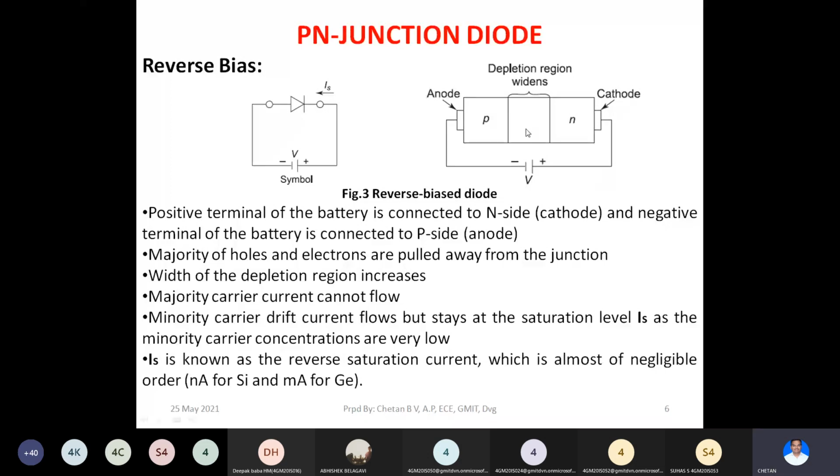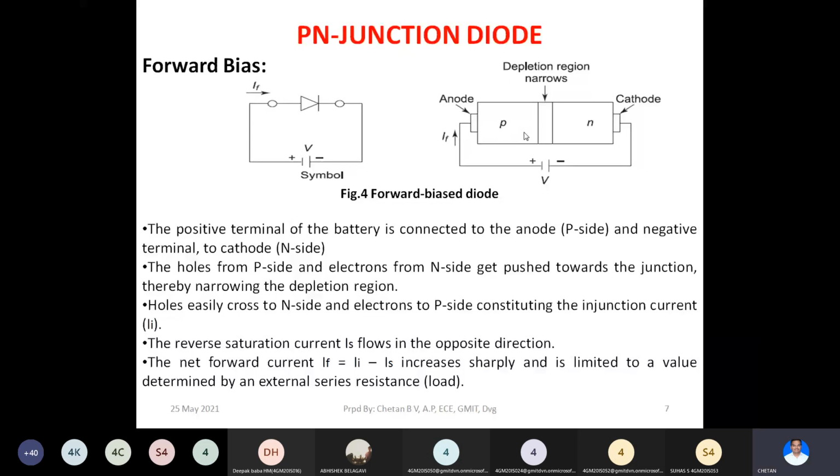Next, we have studied the forward biased PN junction diode. The diode is meant to operate in forward biased mode itself, right? In forward biased mode, it is just like a switch. It is working as if there is a short circuit between the two terminals of the diode.